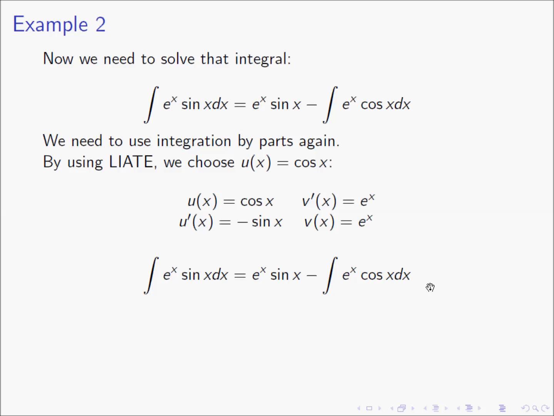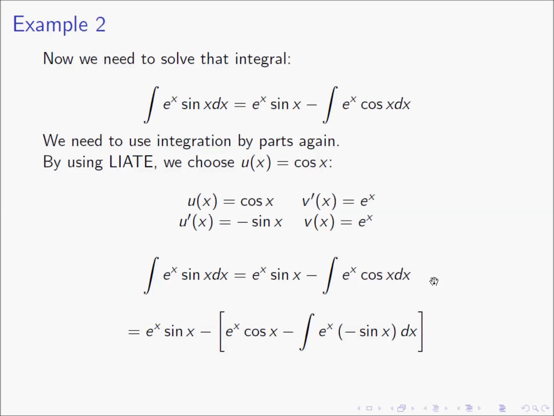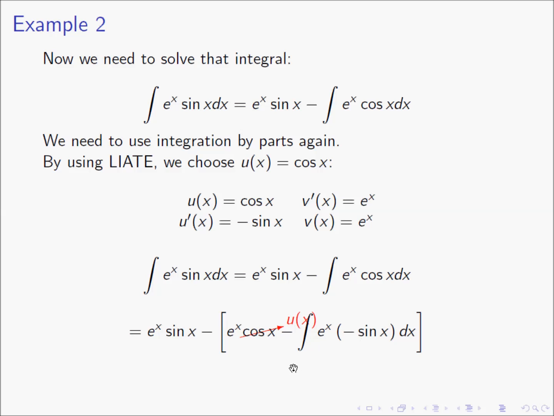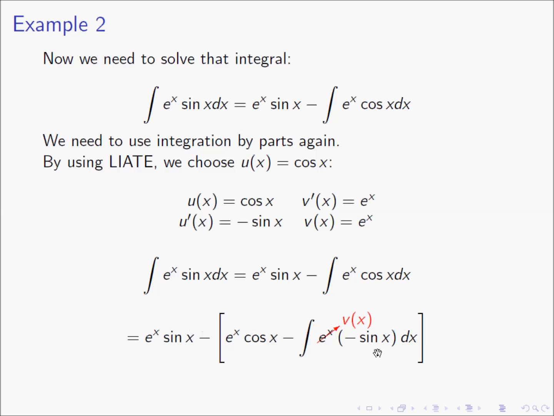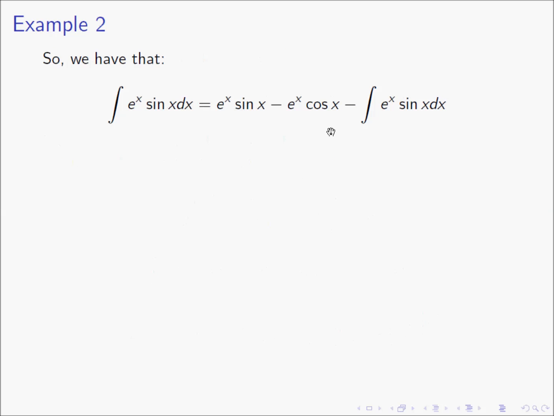Now we're going to apply the formula of integration by parts to this integral, where e to the x is v prime of x and cosine of x is u of x. Here we apply the formula inside this bracket. By the formula, this integral equals v times u, where v equals e to the x, u equals cosine of x, minus the integral of v times u prime. Here v equals e to the x, and u prime equals minus sine of x. So we can write this equation like this.